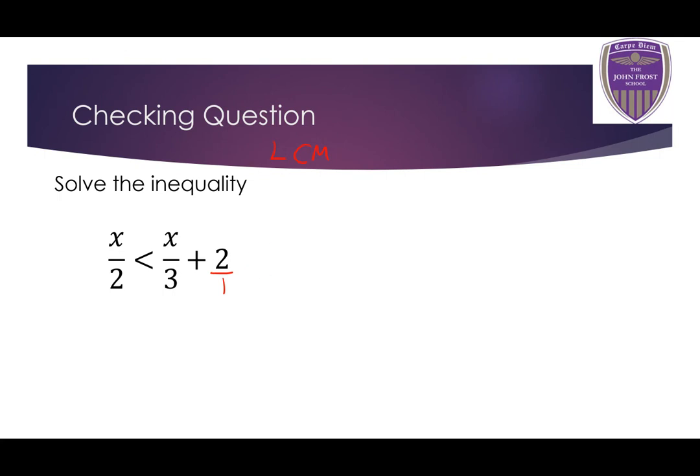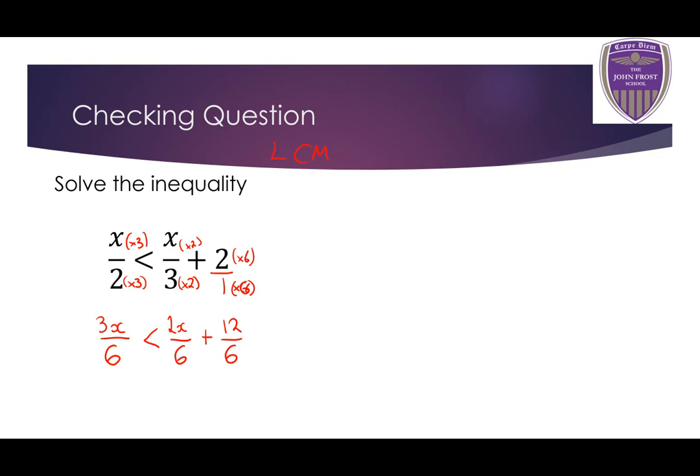So I'll tell you what, I won't write equals. I'm going to write this below this. So we want something over 6, less than something over 6, plus something over 6. How do I get this? Well, I have to multiply 2 by 3, and I have to multiply 3 by 2, and I have to multiply 1 by 6, and that's how I can get a denominator of 6. I have to do the same for the top. x times 3 is 3x. x times 2 is 2x, and 2 times 6 equals 12.